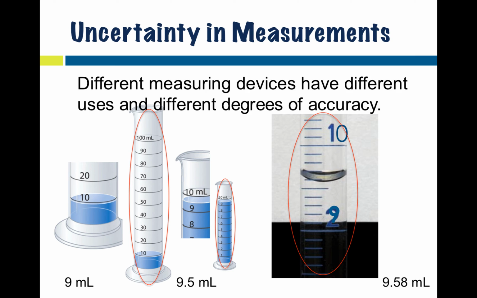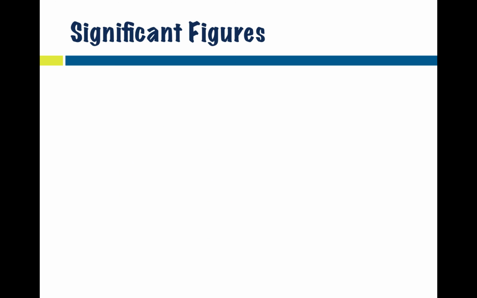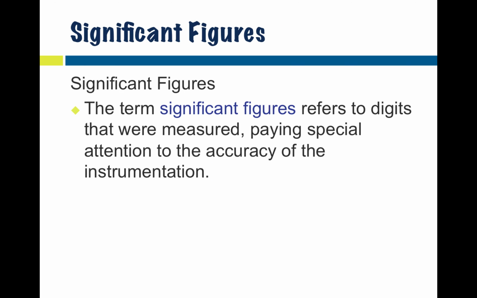So in order for us to correctly express the accuracy of the instrument, we rely on what's called significant figures. Significant figures refers to the digits that were measured, paying special attention to the accuracy of the instrumentation. Also, when using a measurement in a calculation, we pay special attention to significant figures so we do not overstate or understate the accuracy of our answers.